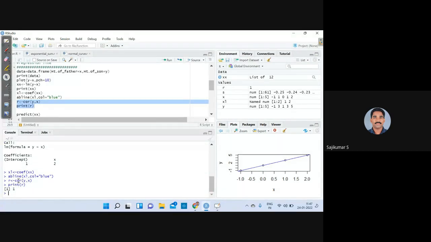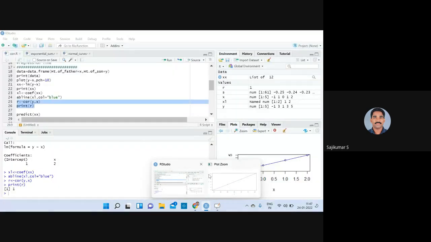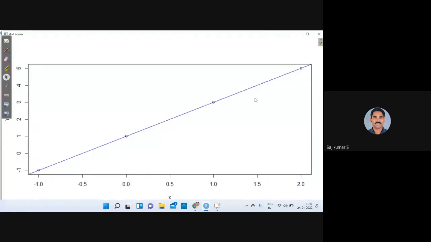If we compute the correlation coefficient using this command, correlation of y comma x, and print R, the correlation coefficient is equal to 1. So there is a perfect correlation in this case. That means if the data points are lying on the same straight line with an upward sloping scatter plot, we can expect perfect correlation. If R is equal to -1, then there is also perfect correlation, but in the opposite direction, that means an inverse direction, a negative sloping scatter plot.